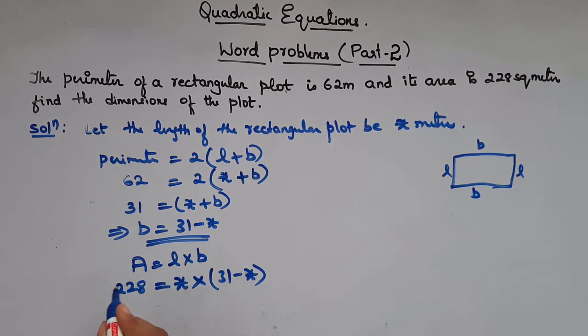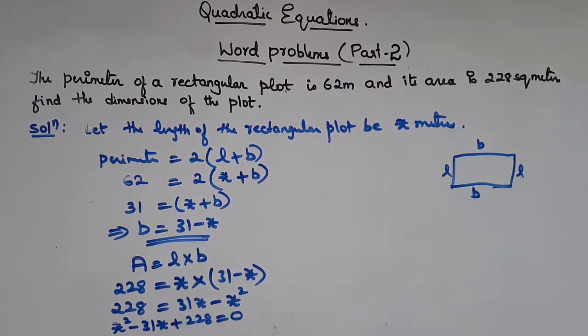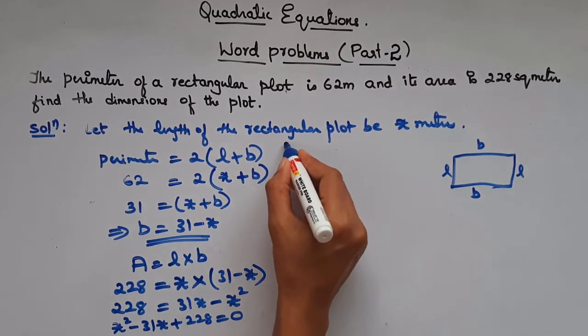So now let's simplify this equation. We have 228 equal to 31x, plus into minus is minus, x into x is x square. So we have minus x square. Bring that to the left hand side, that will be plus x square, right? So x square minus 31x plus 228 is equal to 0. Now we have a quadratic equation in the standard form, where a is 1, b is minus 31 and c is 228.